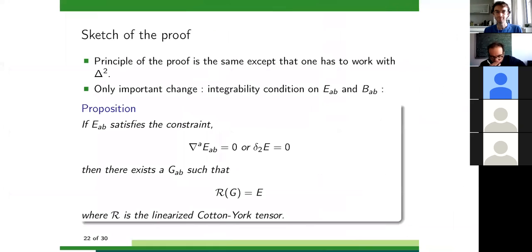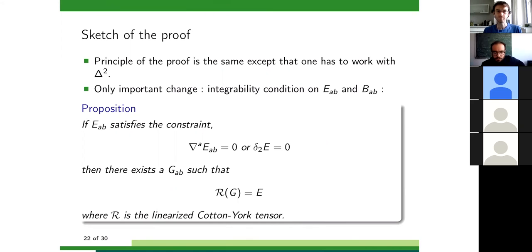Okay, so the sketch of the proof: this is exactly the same proof as before, except that now instead of using the Laplacian, I will use the square of the Laplacian. And the important thing is, again, the integrability condition on E_AB and B_AB, which are satisfied. And this integrability condition, like being able to produce initial data for the Hertz potential, is precisely given by the constraints satisfied by the initial data for the linearized gravity problem.